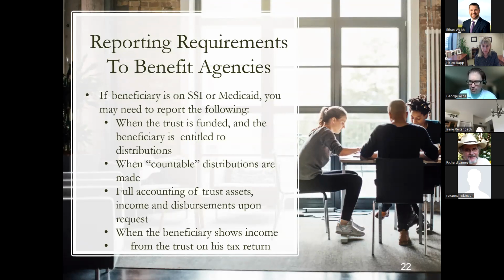When you make countable distributions, so that's not things like paying for the care manager or paying for the CPA and whatnot, but if you do make distributions of cash to the individual, or some other distribution that would be considered a countable distribution, you need to report that. And then at any point, the agency can request that you provide a fuller accounting of the trust assets, and its activity, income and disbursements. And when the beneficiary shows income from the trust on their tax return, the agency can request the individual's tax return, in which case those trust reports will show up on there.